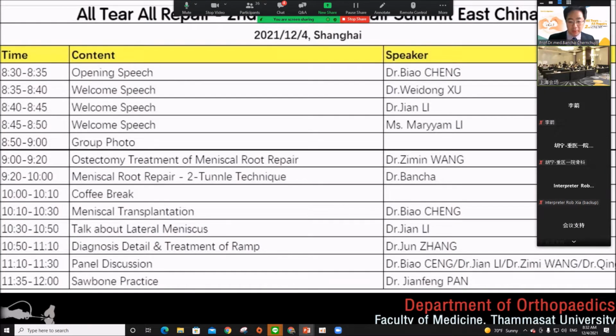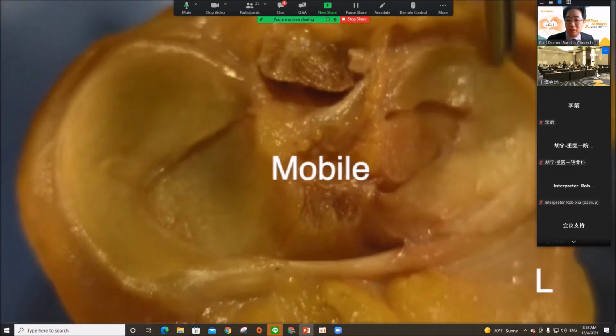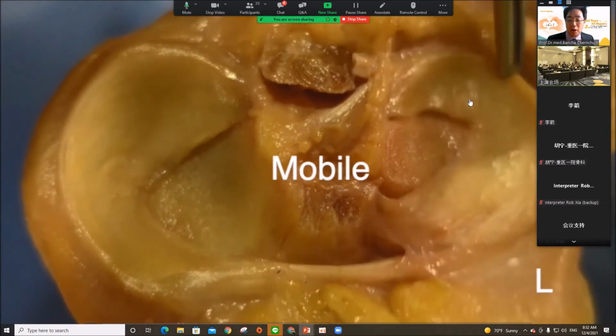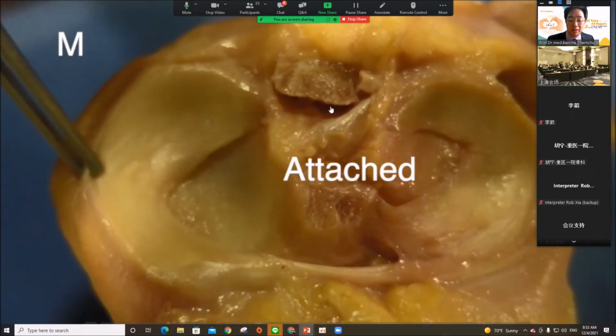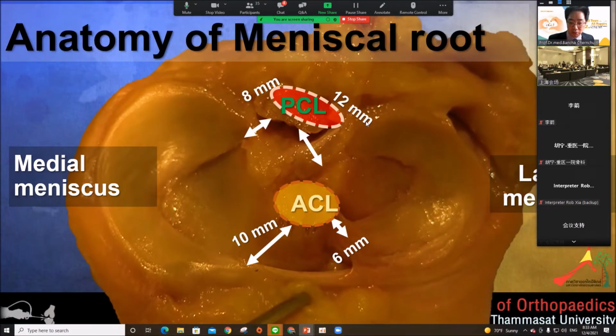So the topic today is about the meniscus. I start with the anatomy of the meniscus. You can see that the lateral side is more mobile compared to the medial side, right? So today we are focusing on this area, the root, the medial and lateral meniscus root.